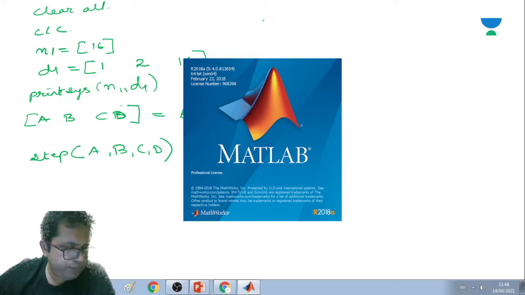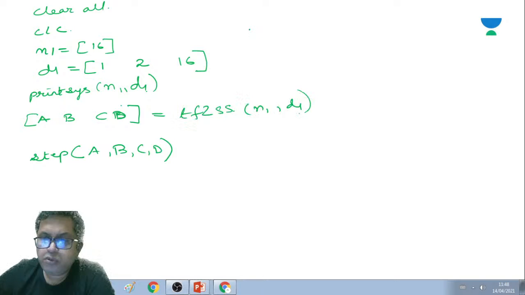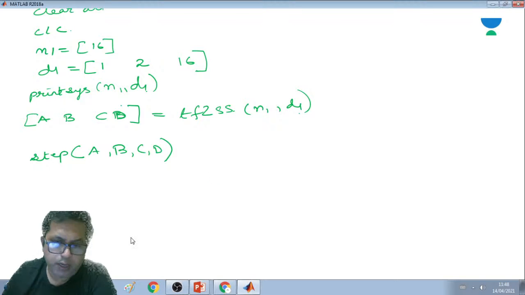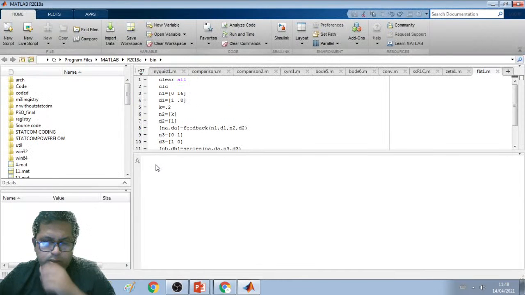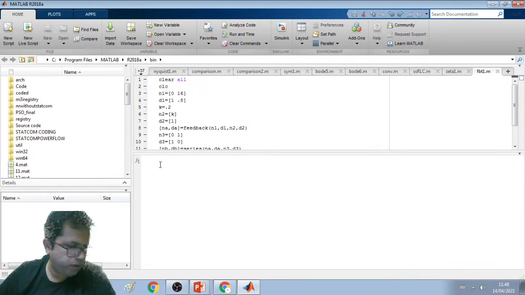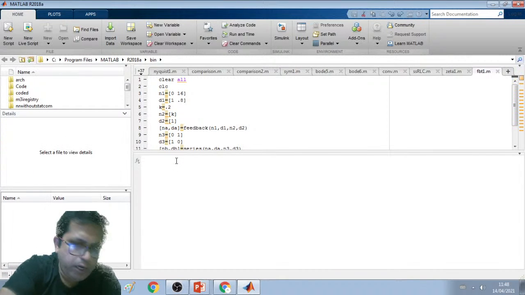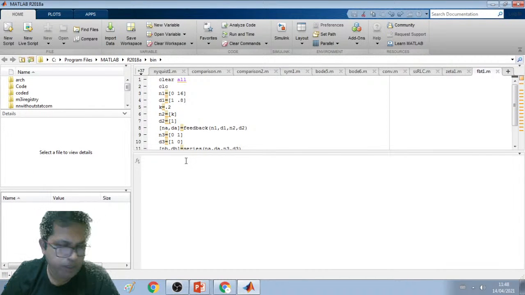Okay, so let us get the MATLAB loaded. So this is how MATLAB is loaded. Okay, so let us see. We will write down the hands-on example.